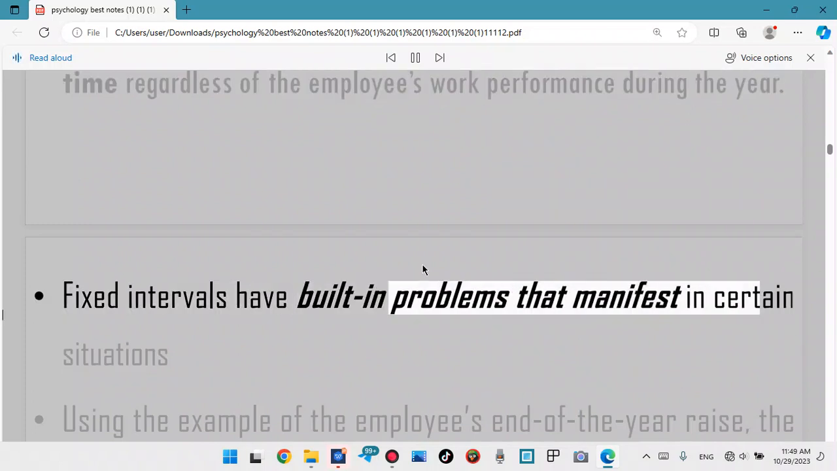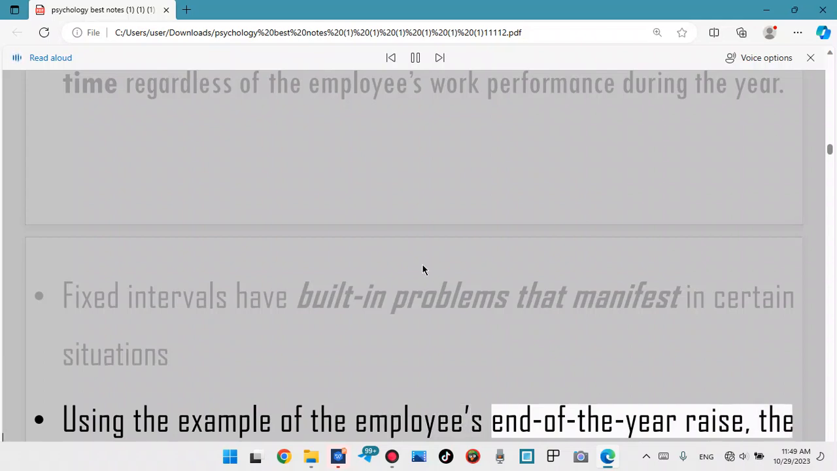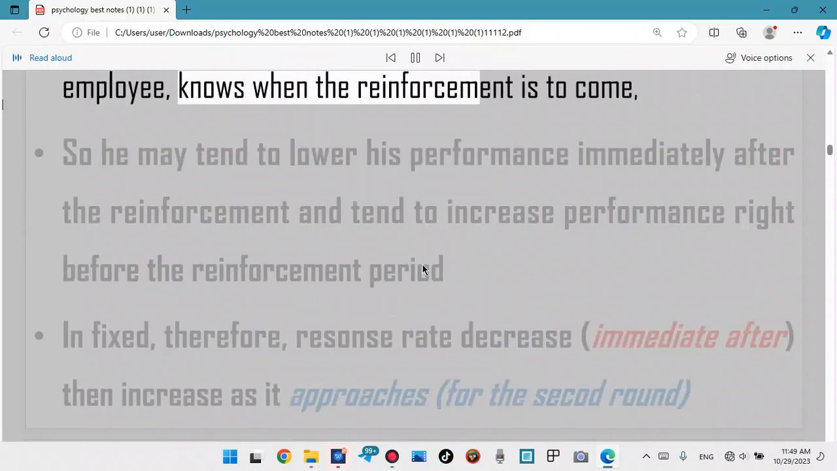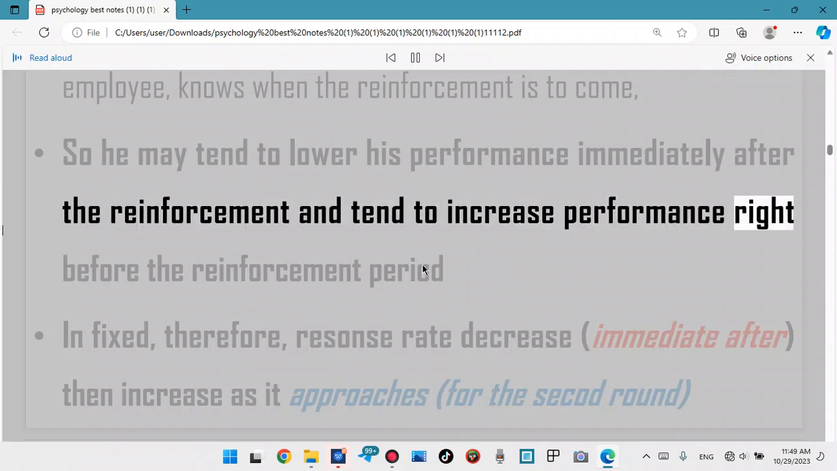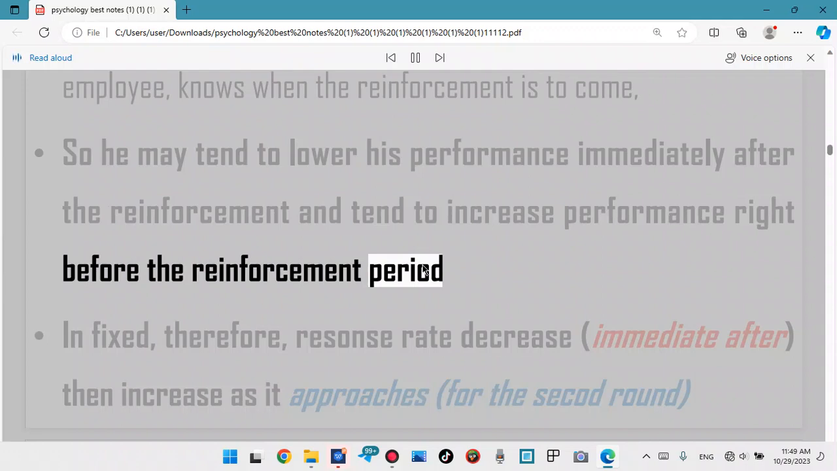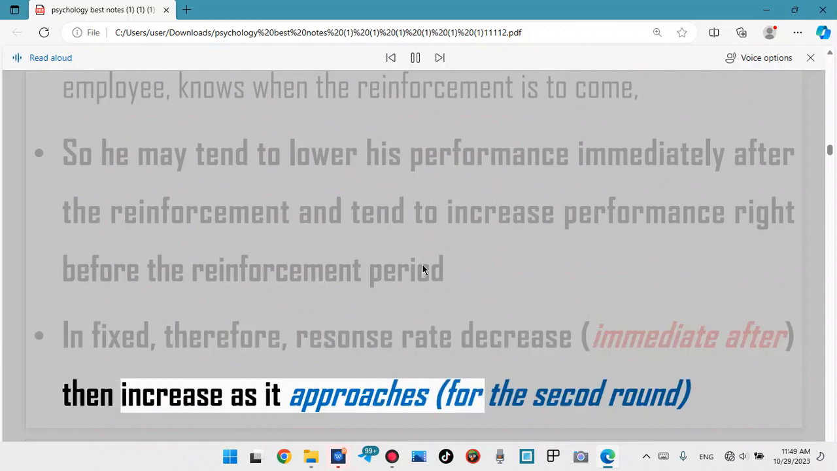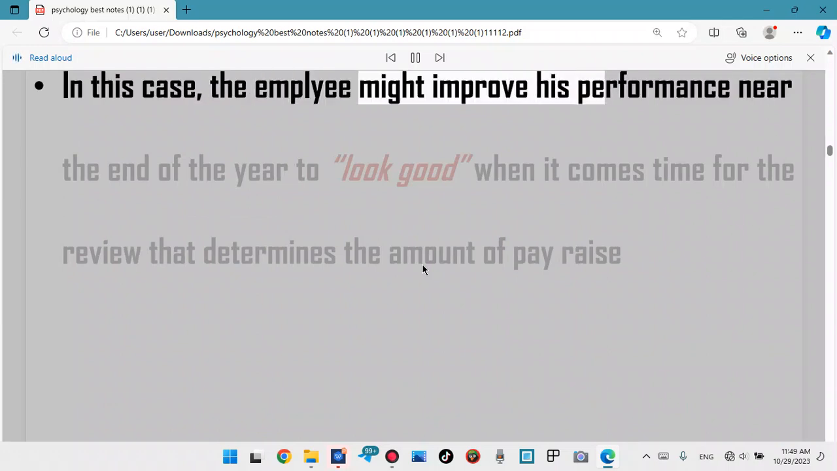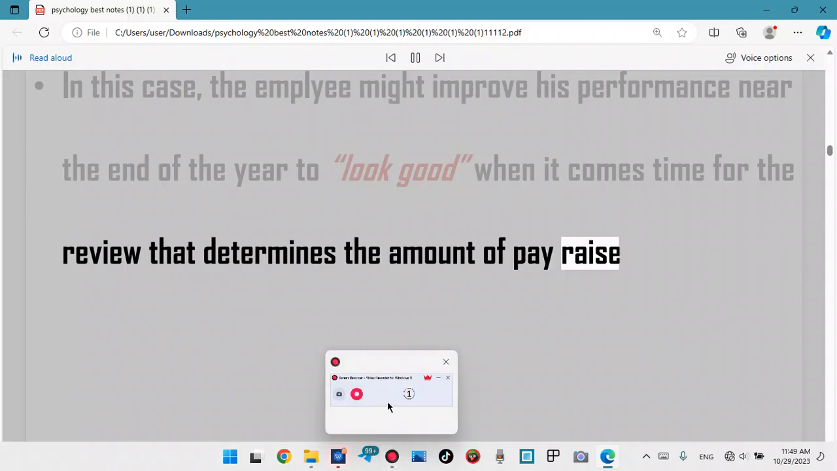Fixed intervals have built-in problems that manifest in certain situations. Using the example of the employee's end of the year raise, the employee knows when the reinforcement is to come. So he may tend to lower his performance immediately after the reinforcement and tend to increase performance right before the reinforcement period. In fixed interval, therefore, response rate decreases immediately after, then increases as it approaches the next round. In this case, the employee might improve his performance near the end of the year to look good when it comes time for the review that determines the amount of pay raise.